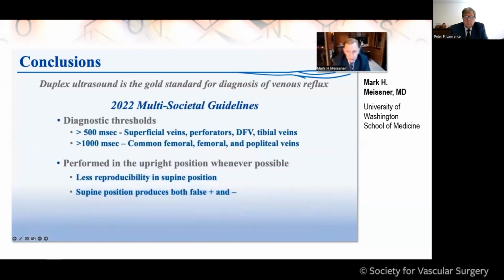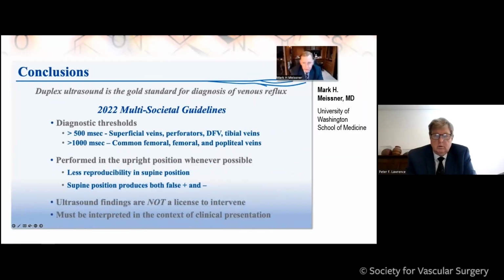As examination in the supine position is less reproducible and may be associated with both false positives and false negatives, the examination should be performed in the upright position whenever possible. And lastly, the duplex examination provides invaluable information, but is not a license to intervene and must be interpreted in the context of the clinical presentation.